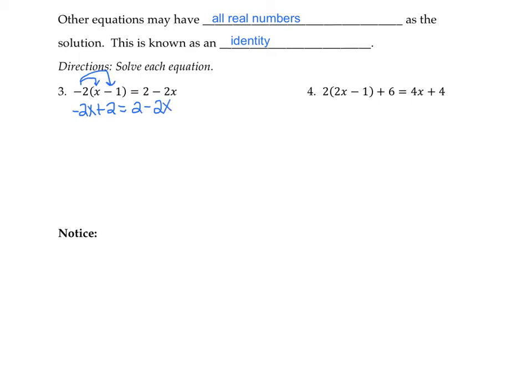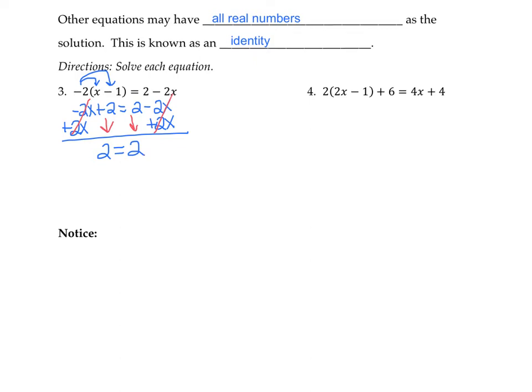Our next step is to undo the smaller variable. So we have a negative 2x here and a negative 2x here. We want to undo that by adding 2x to each side. Notice they're the same variables, so they're both going to cancel out. So now we're going to bring down both 2's. So we have 2 equals 2.